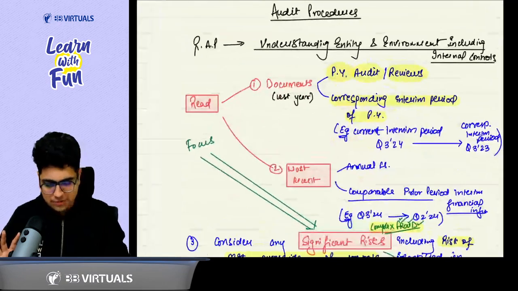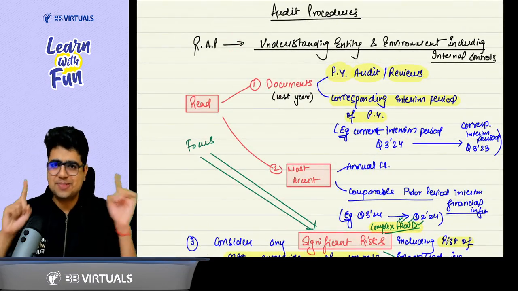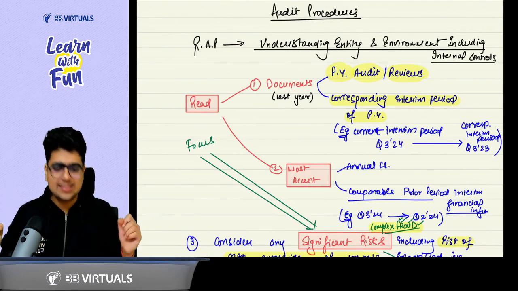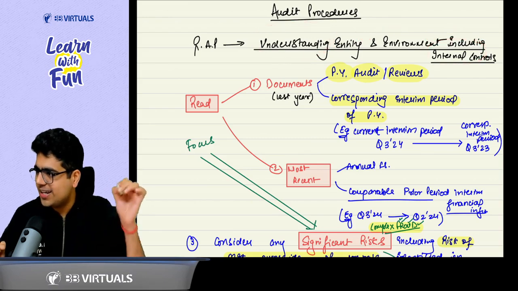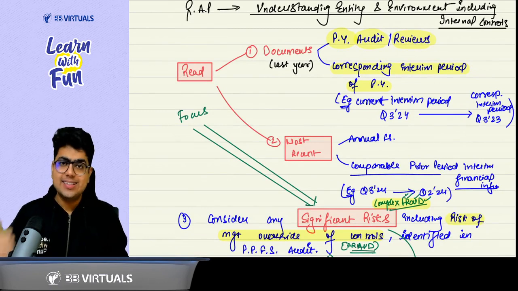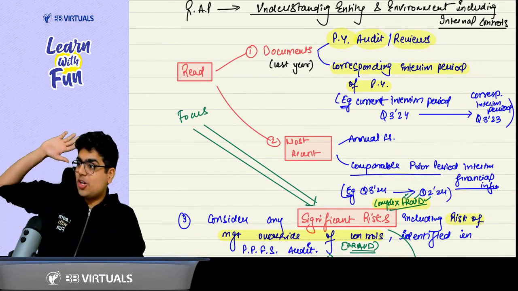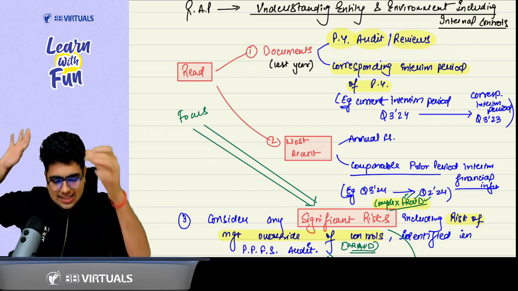Let's go one by one. If I talk about the audit procedure, what was the first procedure? Risk assessment procedure. What do you do via risk assessment procedure? Understand the entity and environment, including the internal controls. How do I understand? Read. Read what? Past year document and the latest document.